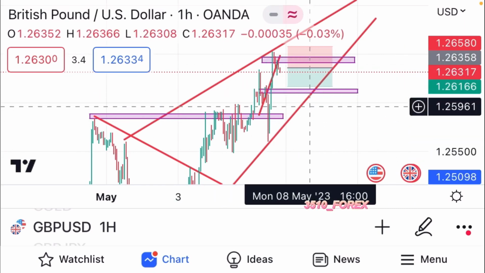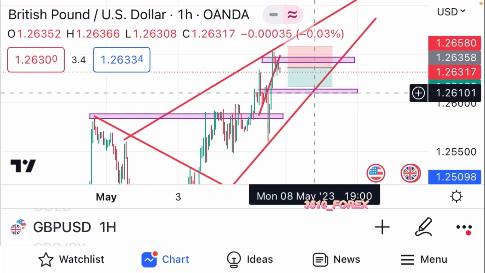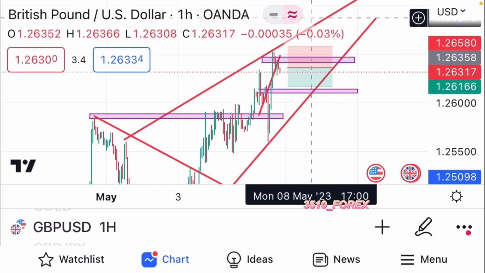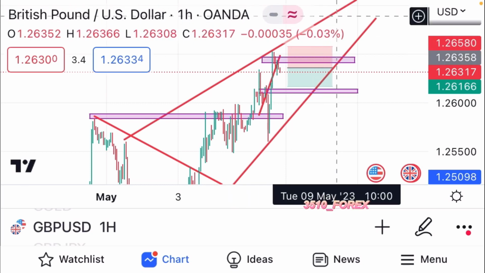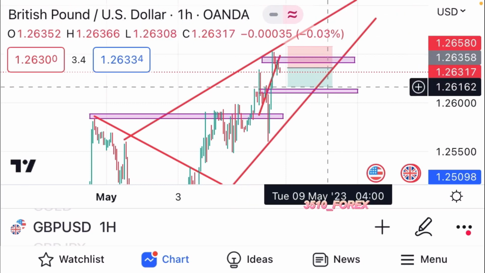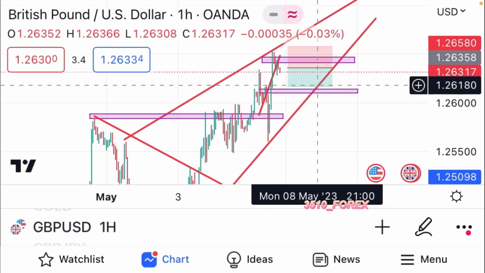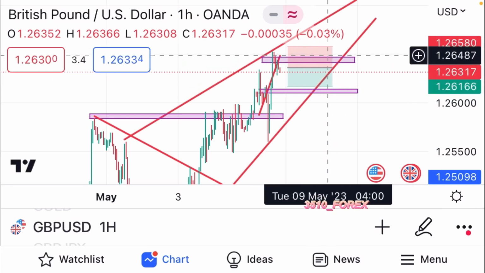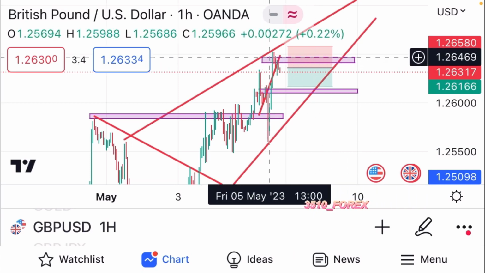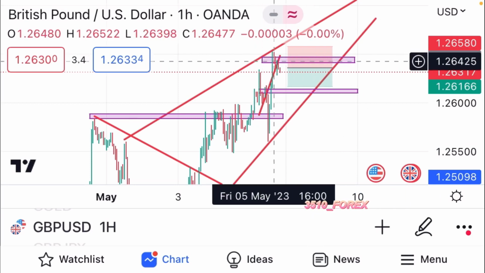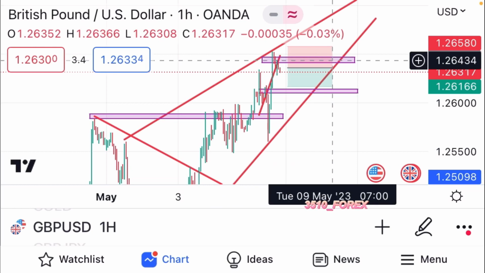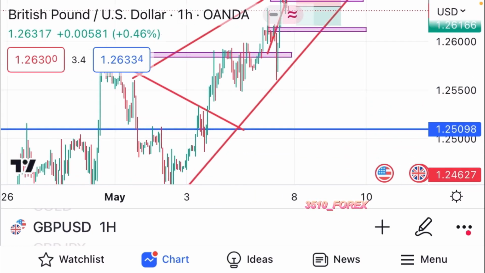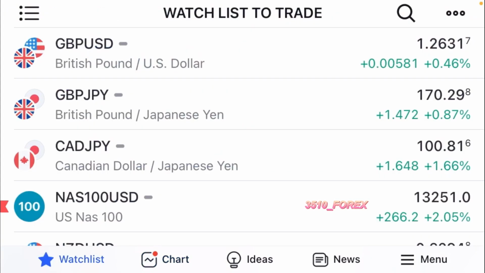Then if it touches this channel with no confirmation, then I'll be entering with the buy, and my take profit will be around here. I'm not sure, but I'll see. I'll be entering with the buy, then wait if it breaks this resistance that I highlighted, that is right here. So right now I'll be waiting. I have my setup for GBPUSD. Let's go on NASDAQ.